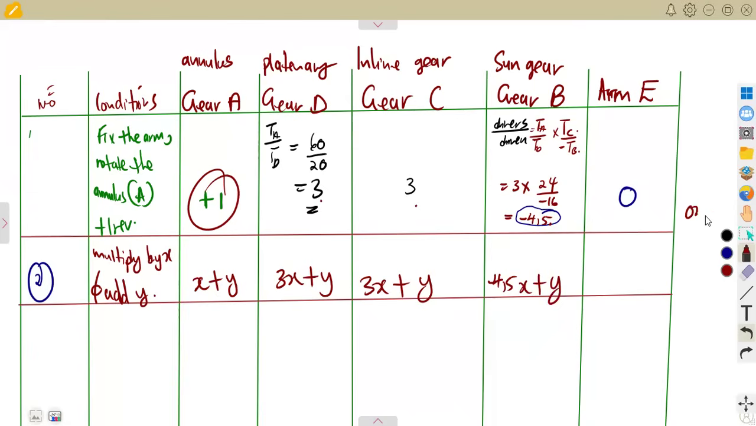0 times X, that's 0X, which is 0, whatever that we get, we add Y. So it's just going to be a Y. Just like that. You're multiplying everything, this by X, get whatever that you get, you add Y, this by X, whatever that you get, you add Y, and so on and so on.